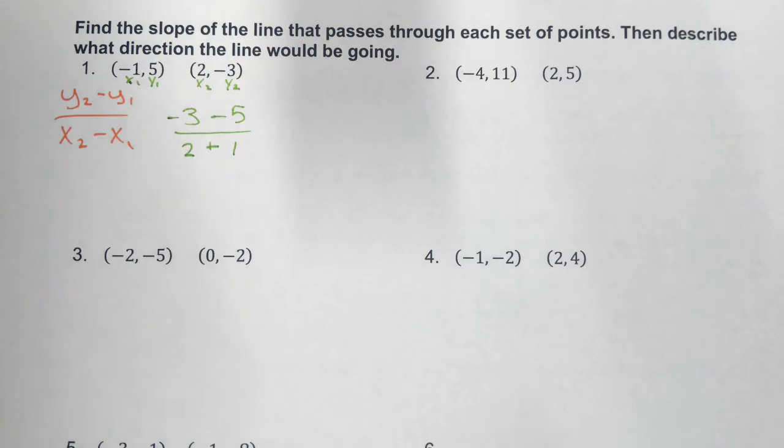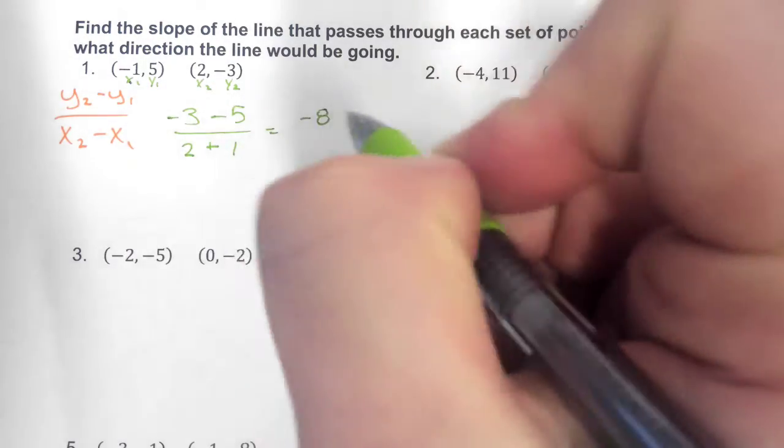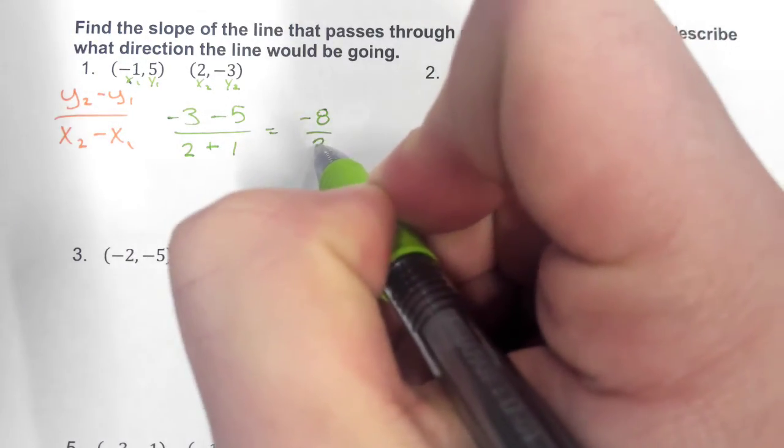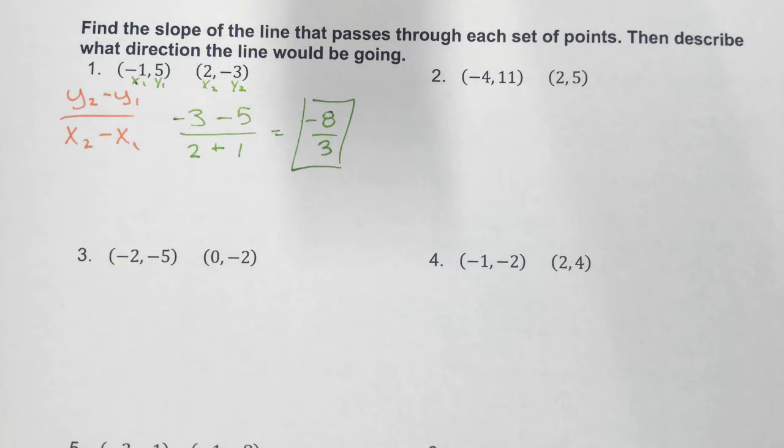You just have a little bit of math to do. On top, negative 3 minus 5 is negative 8. On bottom, 2 plus 1 is 3. That fraction does not reduce, so that is our slope.